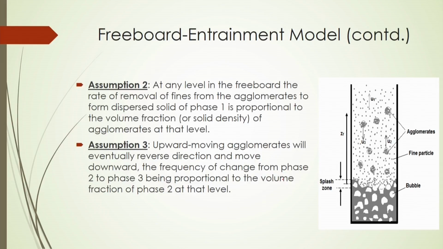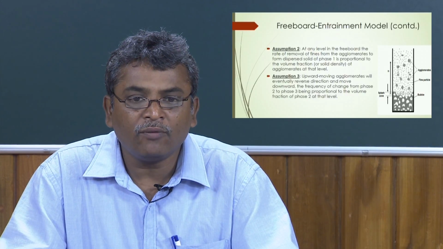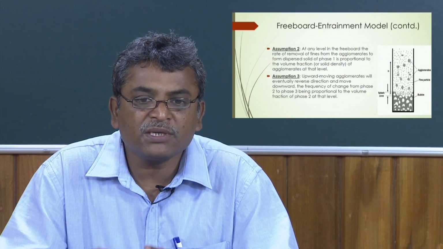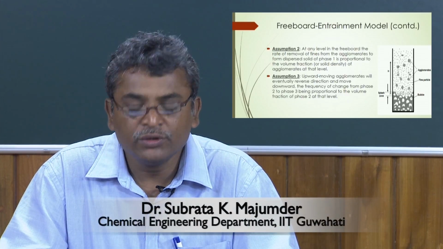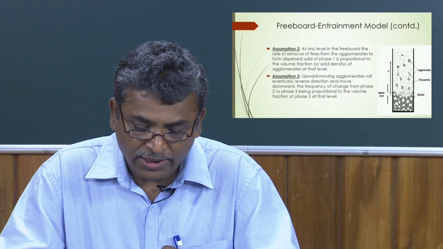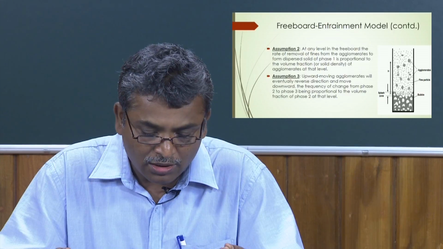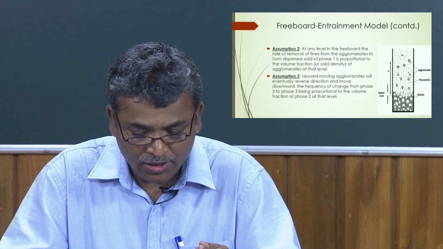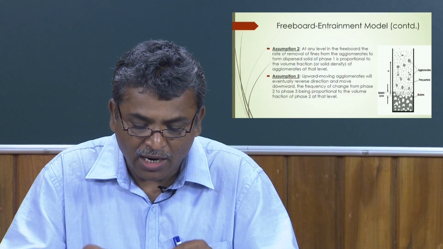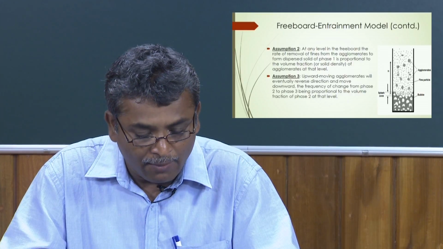Assumption 2: at any level in the freeboard, the rate of removal of fines from the agglomerates to form dispersed solids of phase 1 is proportional to the volume fraction of the agglomerates at that level. Very interesting, some solid particles are also moving from the agglomerates to the dispersed solids of phase 1. So, what is the criterion? How much solid will move? That will be proportional to the volume fraction of the agglomerates at that level.